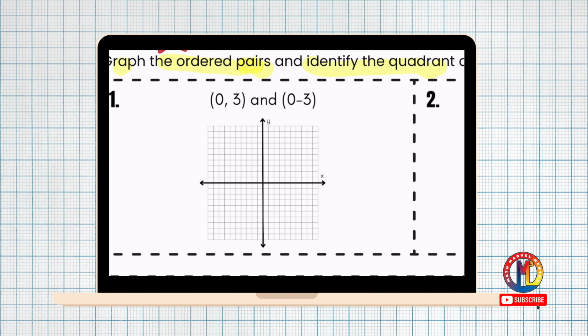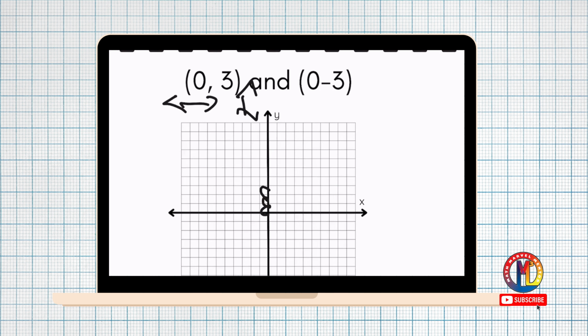So 0 means for my x and y movement, my horizontal movement, remember an ordered pair, the first number tells you to move to the right or the left. Your second number tells you to move up or down. 0, I don't go anywhere. I'm just going to stay at my origin. And then 3 means I'm going to go up 1, 2, 3 spaces. Okay, and so this ordered pair, 0, 3, lands on my y-axis. And it's easy to identify that because it's labeled right here. Okay, and I don't go anywhere for 0, so I can't land on my x-axis. I don't go anywhere for x.